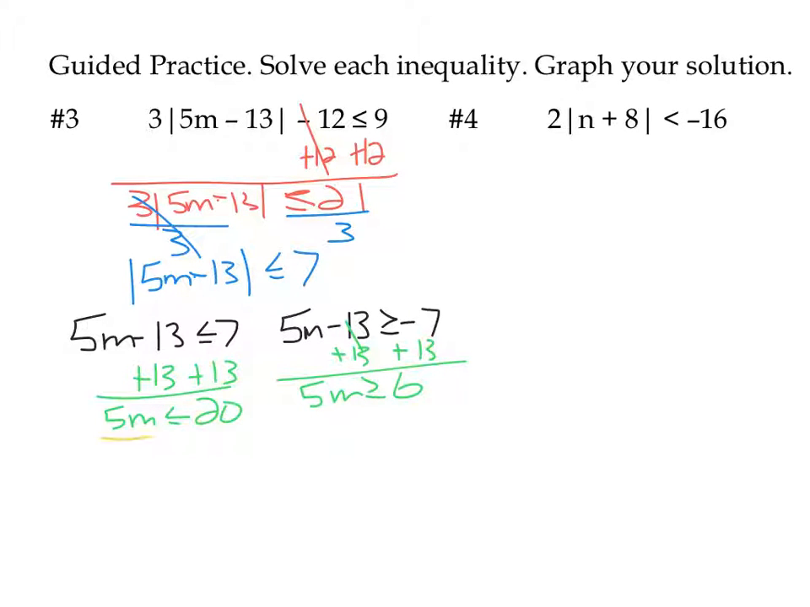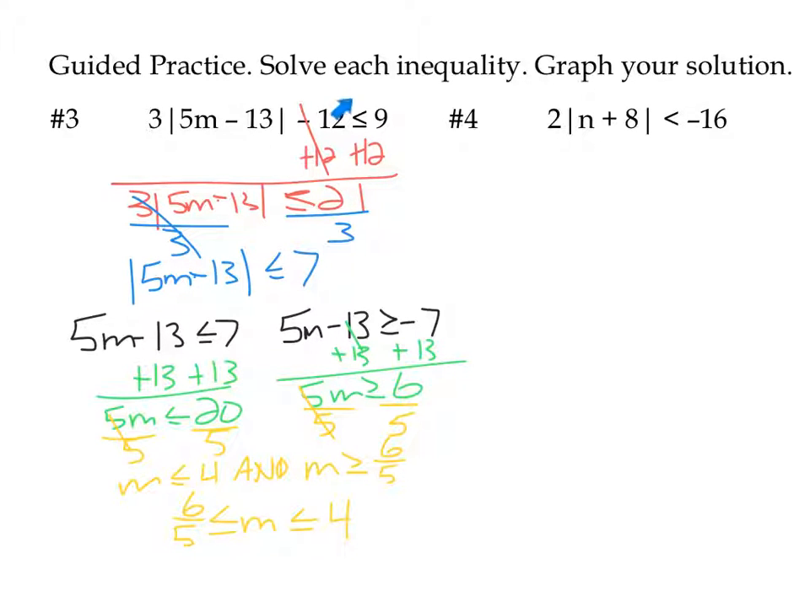And when I divide both sides by 5 on both of these, I'll get m less than or equal to 4. And then I'll get a fraction here. That's fine. We can leave it as a fraction. m greater than or equal to 6 over 5. That's and. Keep in mind, when I go to write that out as well, I could write it as 6 over 5 less than or equal to m, less than or equal to 4. That's another way to write out that and compound inequality.